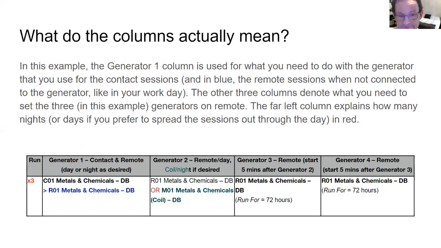Generator 2, we've got, again, 2 different figures there. You've got R01 and M01. So that's 1 for the remote and 1 for the coil. In this case, you will be running the coil at night.